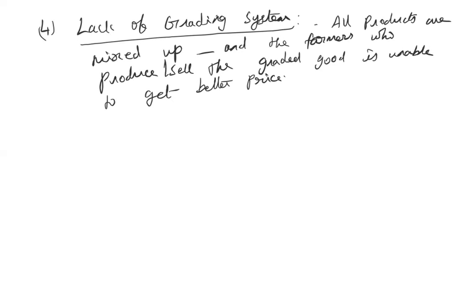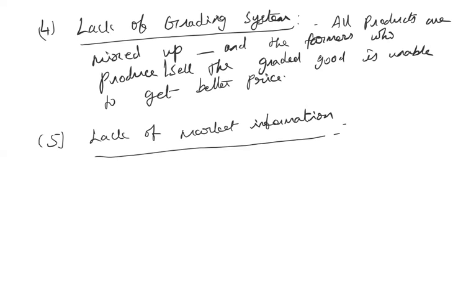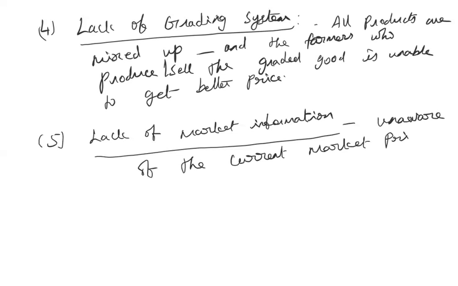And finally, lack of market information. What is the most important market information they need? First of all, they are unaware of the prevailing market price. The farmers are unaware of the current market price, that is, what price is prevailing for this commodity today in the market.